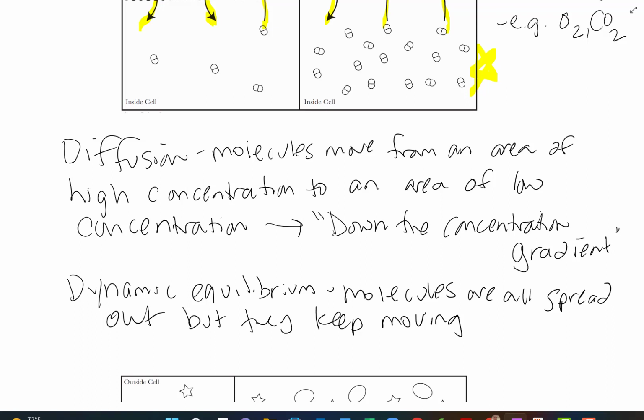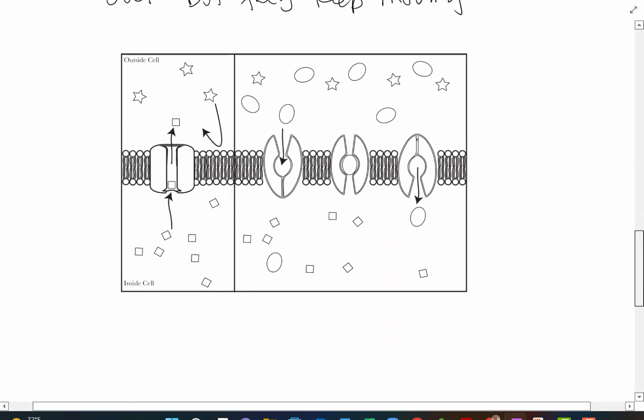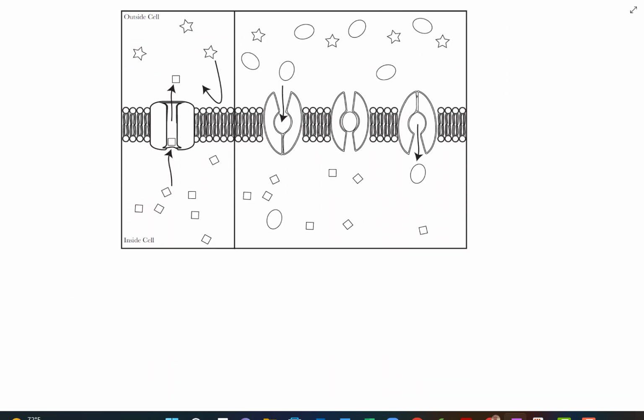Our next type of diffusion, or the next type of passive transport that I want to talk about, is going to be facilitated diffusion. So facilitated diffusion, we're going to think about it as diffusion with help. Diffusion with help.